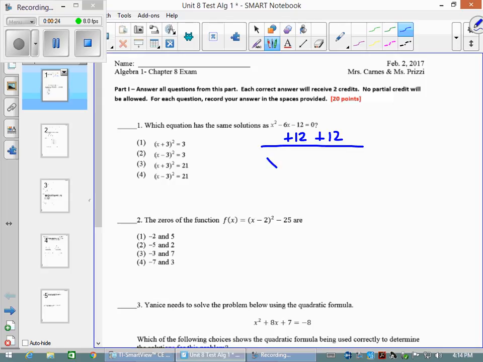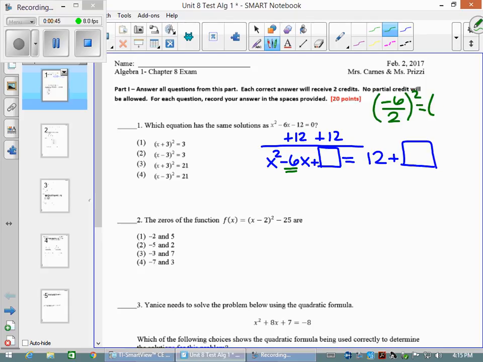So I have x squared minus 6x. I brought my constant over to the right-hand side of my equation, and now I'm going to add that square to both sides. Remember, when we complete the square, we take that b value, which in this case is negative 6, divide it by 2, and square it. So I end up with negative 3 squared, which gives me a positive 9, which I'm going to add to both sides of my equation.